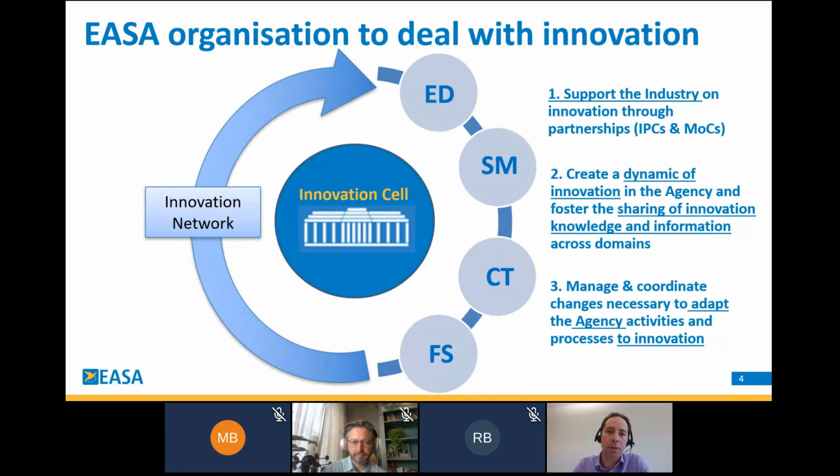First, to support the industry on innovation through partnerships with innovation partnership contracts, which is a new type of contract we created specifically to deal with innovation with our industry partners, and also through a memorandum of cooperation. The second objective is to create a dynamic innovation within the agency to foster sharing of information and knowledge around innovation topics. And the third objective is to manage and coordinate the changes that may be necessary within the agency to deal with innovation.